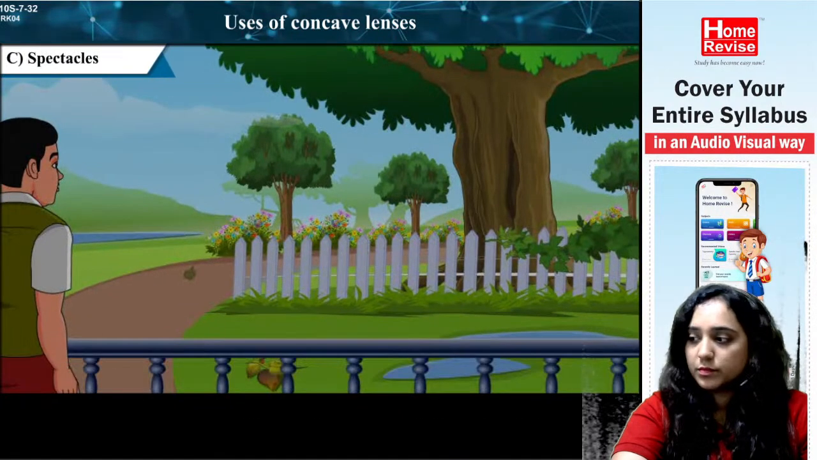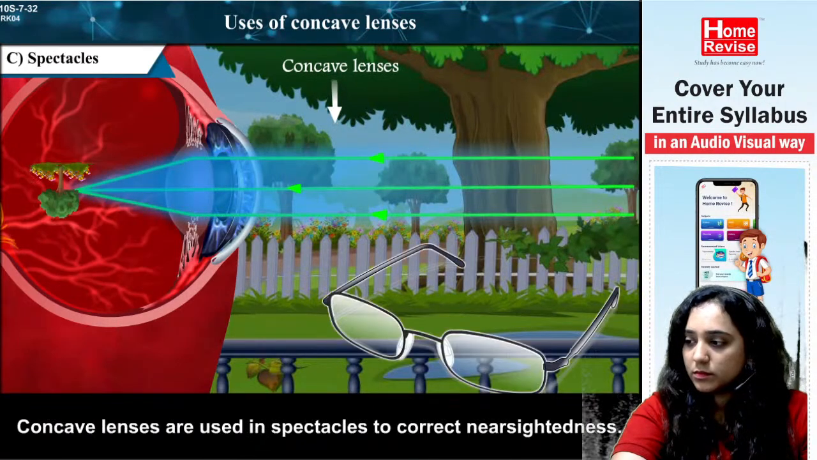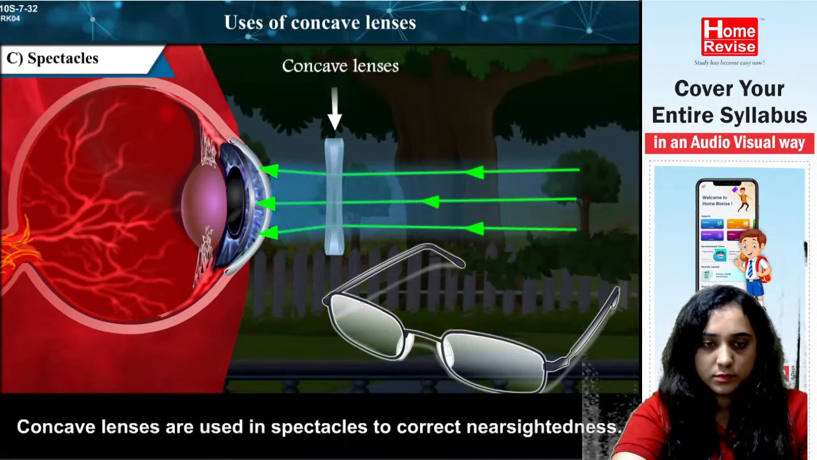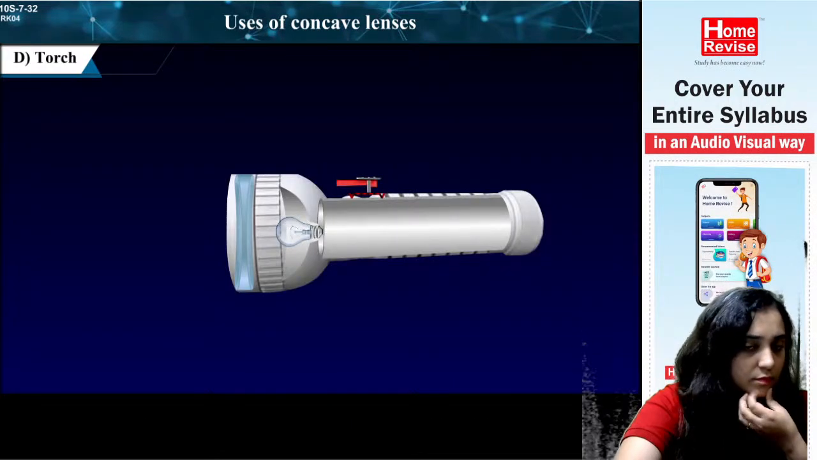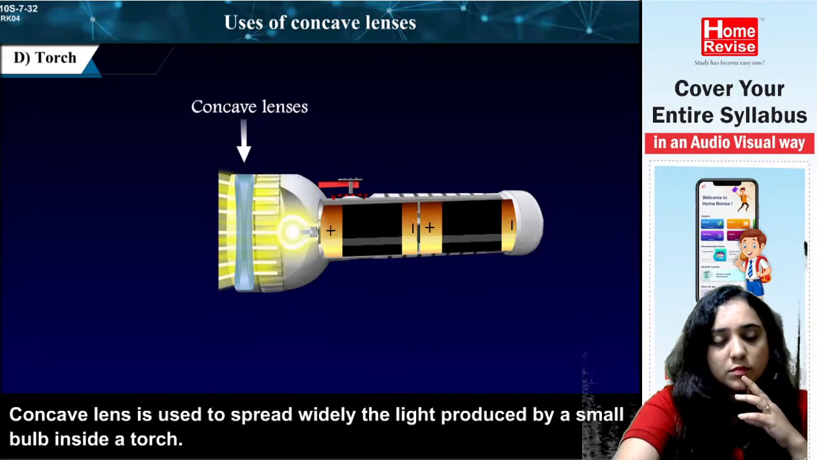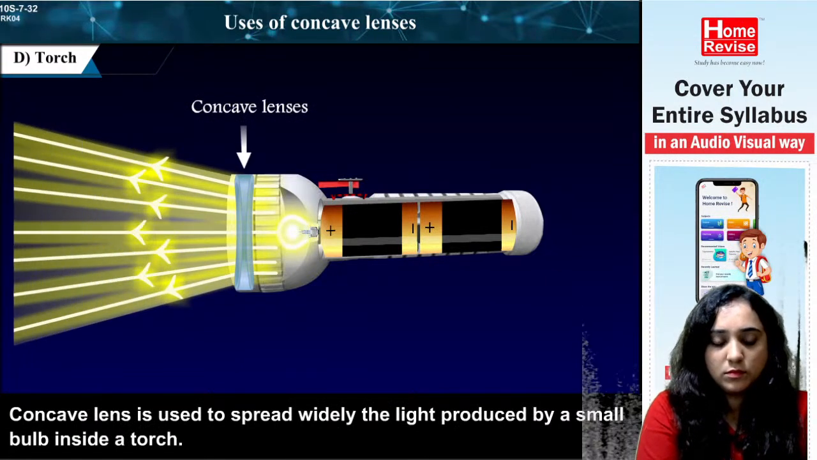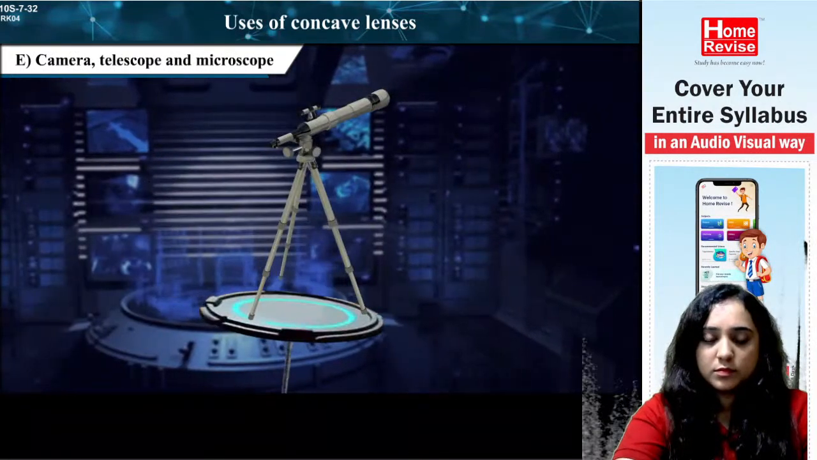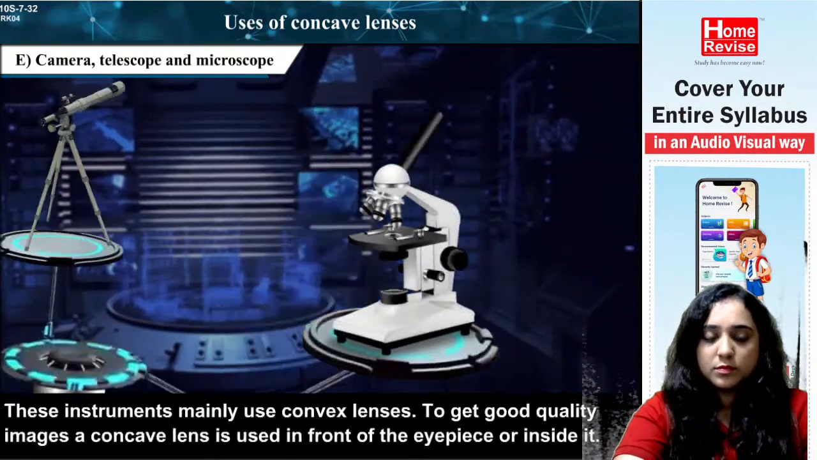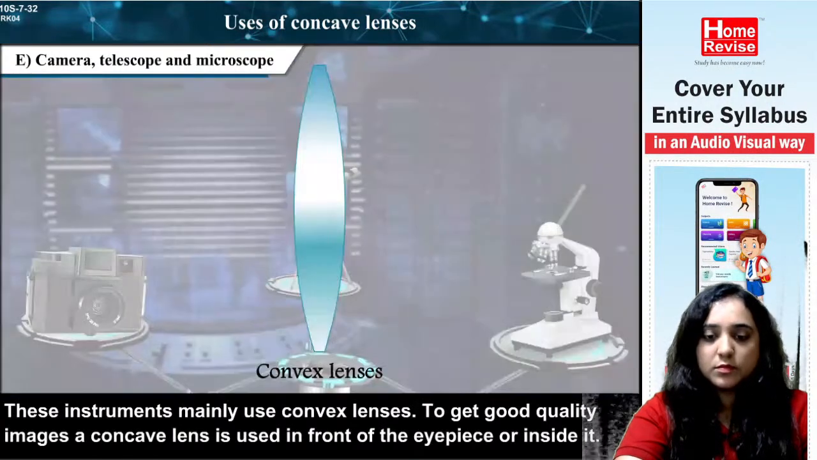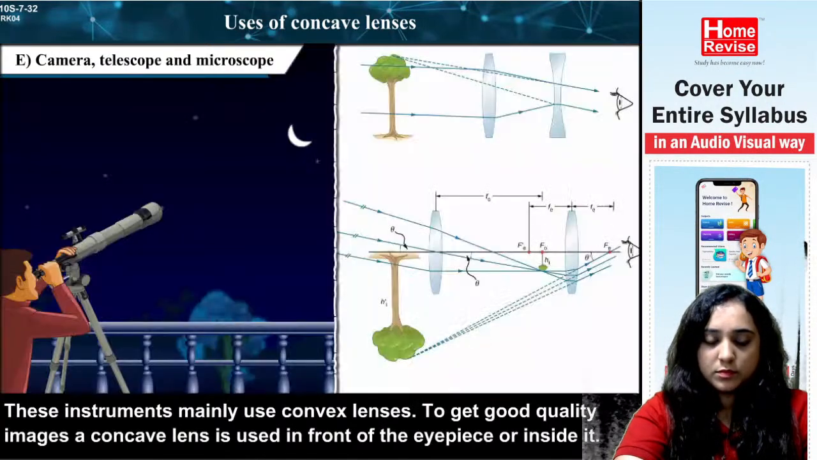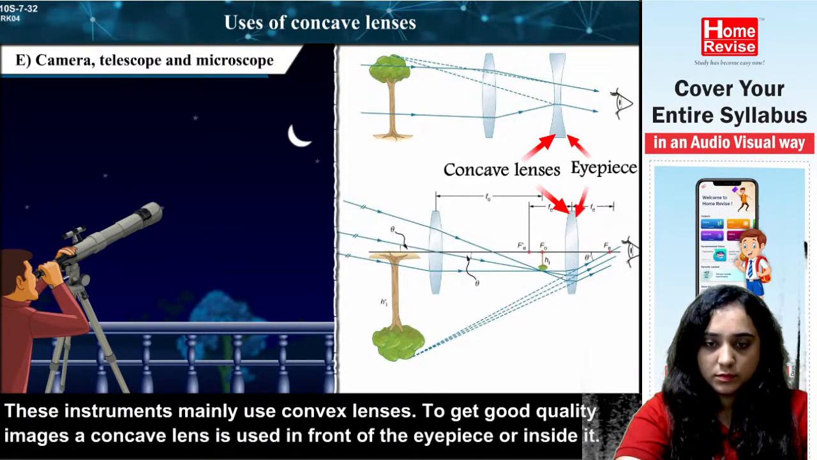Spectacles. Concave lenses are used in spectacles to correct nearsightedness. D. Torch. A concave lens is used to spread widely the light produced by a small bulb inside a torch. E. Camera, telescope and microscope. These instruments mainly use convex lenses. To get a good quality image, a concave lens is used in front of the eyepiece or inside it.